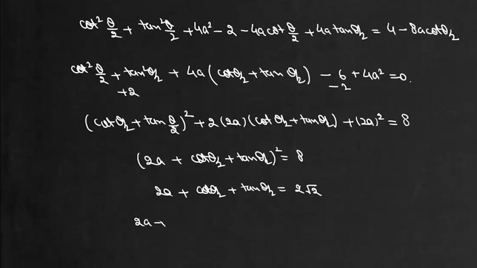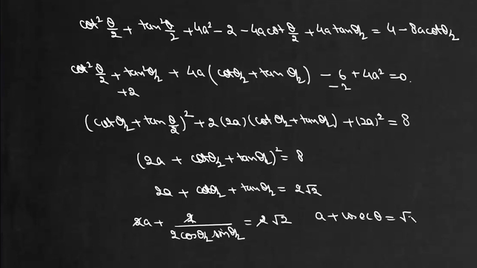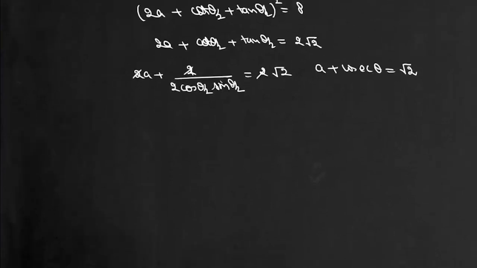Now this is 2a, and if we change it in sine and cos, this is cos upon sine, sine upon cos. So cos square theta plus sine square theta will be 1. So it will be 1 upon cos theta by 2 into sine theta by 2. We'll multiply and divide everything by 2. Now this 2 here will cancel. We'll get this as sine theta. So this a plus cosec theta will be equal to root 2. Or this a is simply root 2 minus cosec theta.